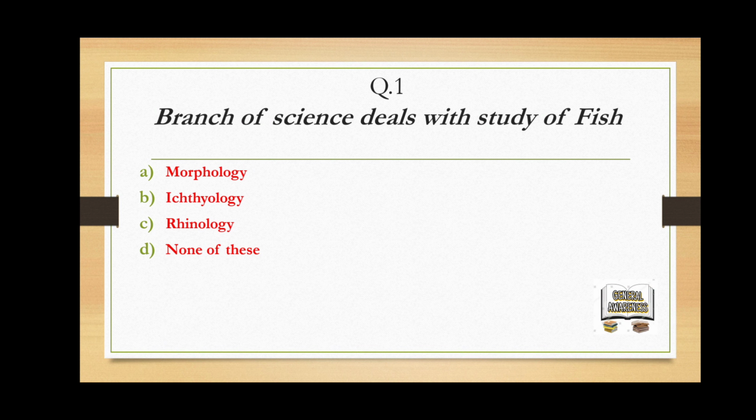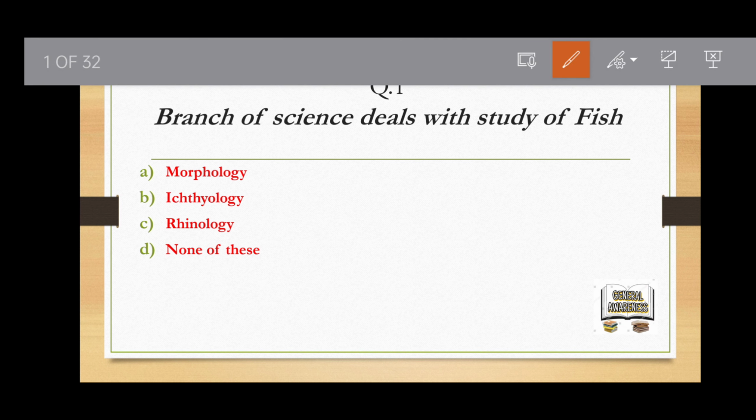First question. Branch of science deals with the study of fish. Option A morphology, option B ichthyology, option C rhinology, option D none of these. The correct answer is option B ichthyology.